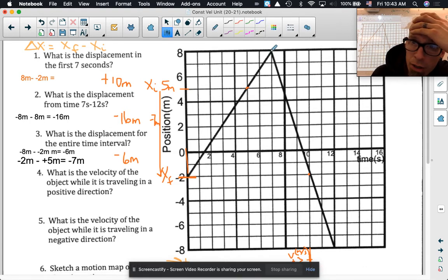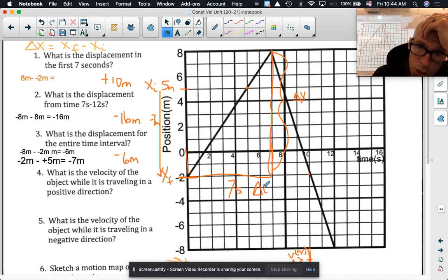Now, we already found that at time 7 seconds, it's way up here. If we look at this, that's our triangle for slope, right? How tall is that right there? Did we already find that? Yes, it's positive 10 meters. That's our delta x. And what's this down here? That's 7 seconds, which is our delta t.